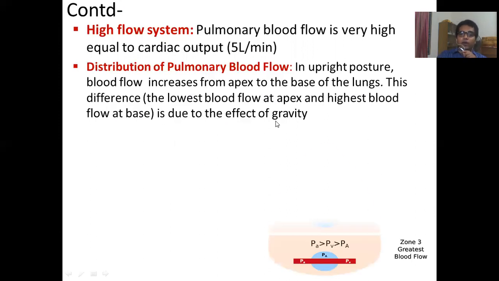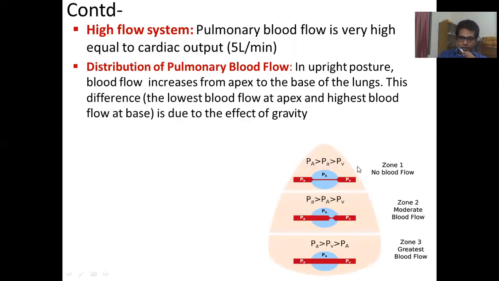You can see here the lung, and we can divide the lung into 3 zones. The uppermost portion, the apex, is called zone 1, or the zone of no blood flow. The middle portion is called zone 2, or the zone of intermittent blood flow. The base, or lowermost portion, is called zone 3, the zone of continuous blood flow.